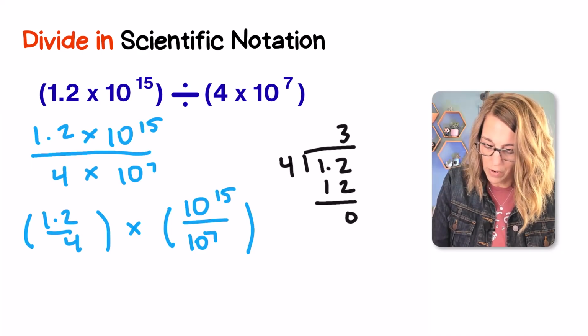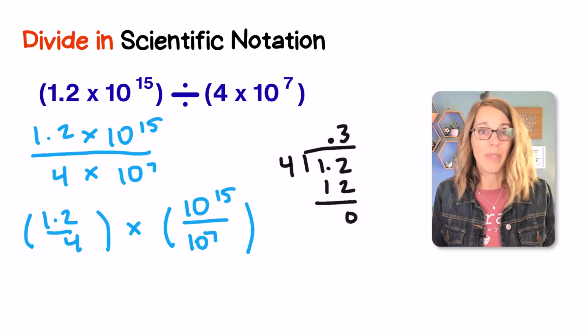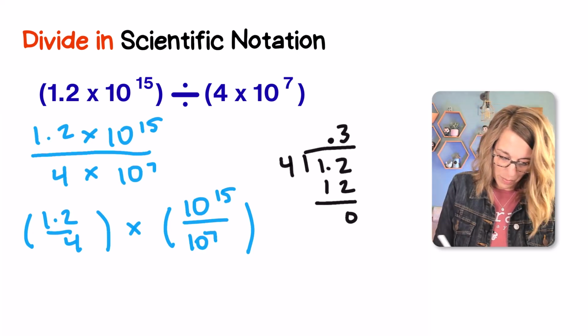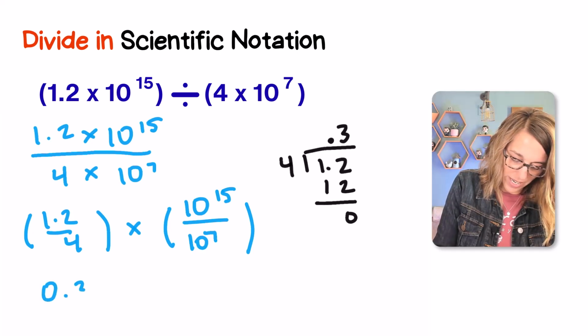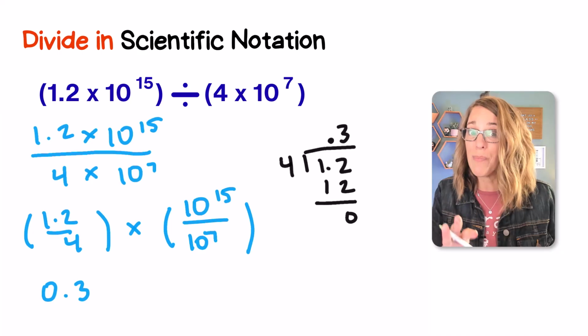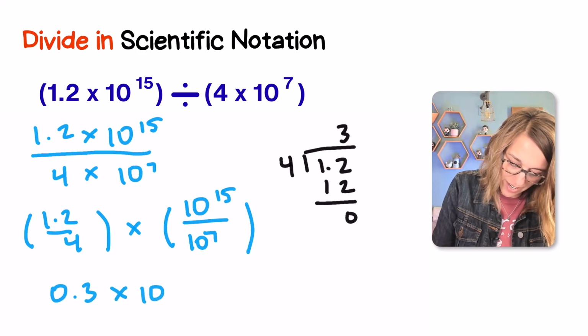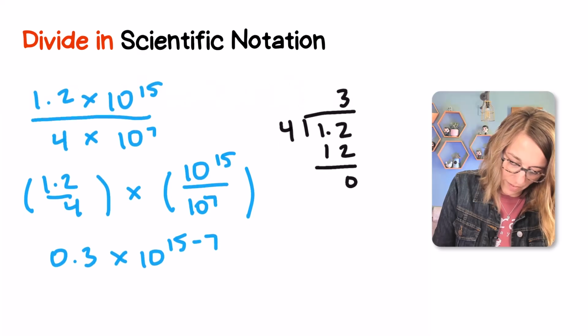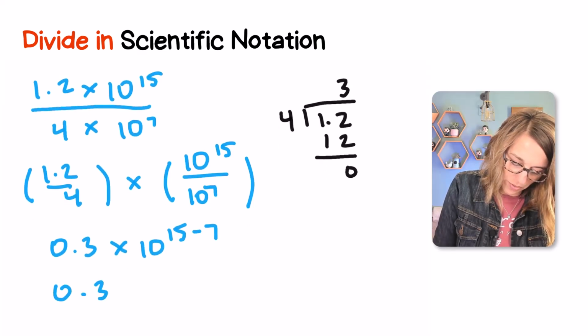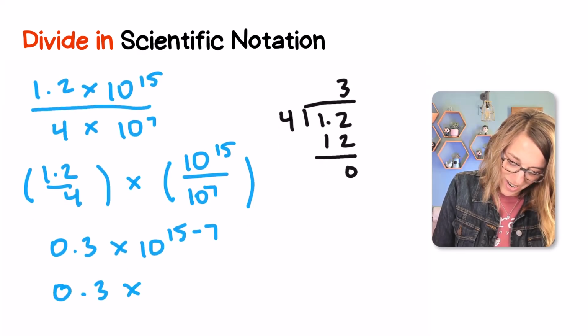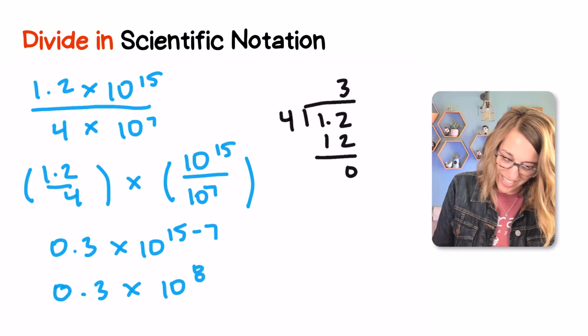12 with a 0 left over, and I just bring that decimal place up on top. So my coefficient out in front is 0.3. It needs to be bigger, right? But we'll keep going here for now. And then my power of 10 is 10 to the 15 minus 7. So this gives me 0.3 times 10 to the... 15 minus 7 is 8.